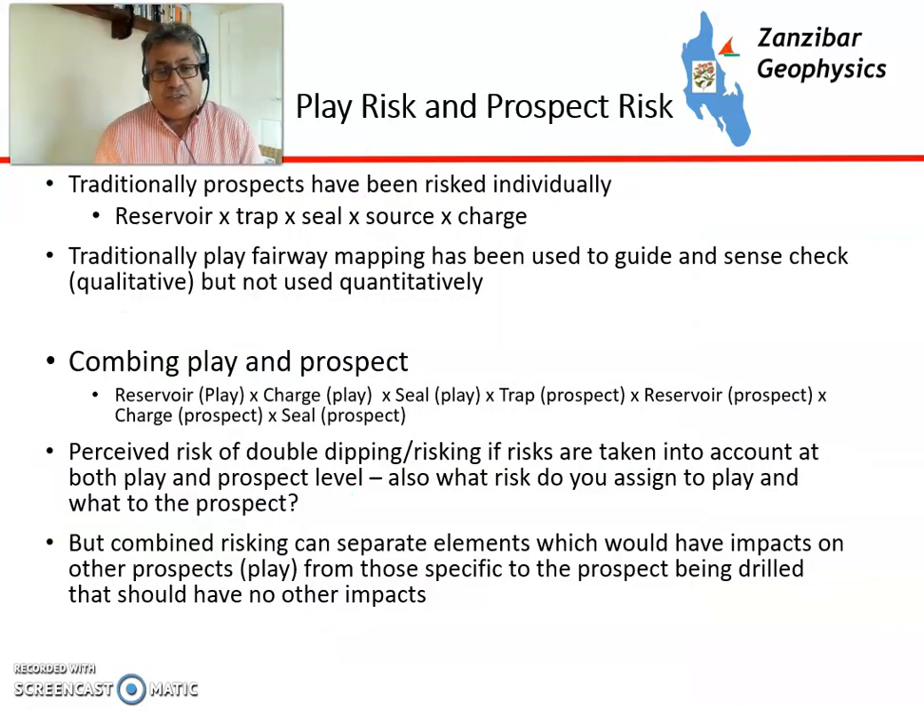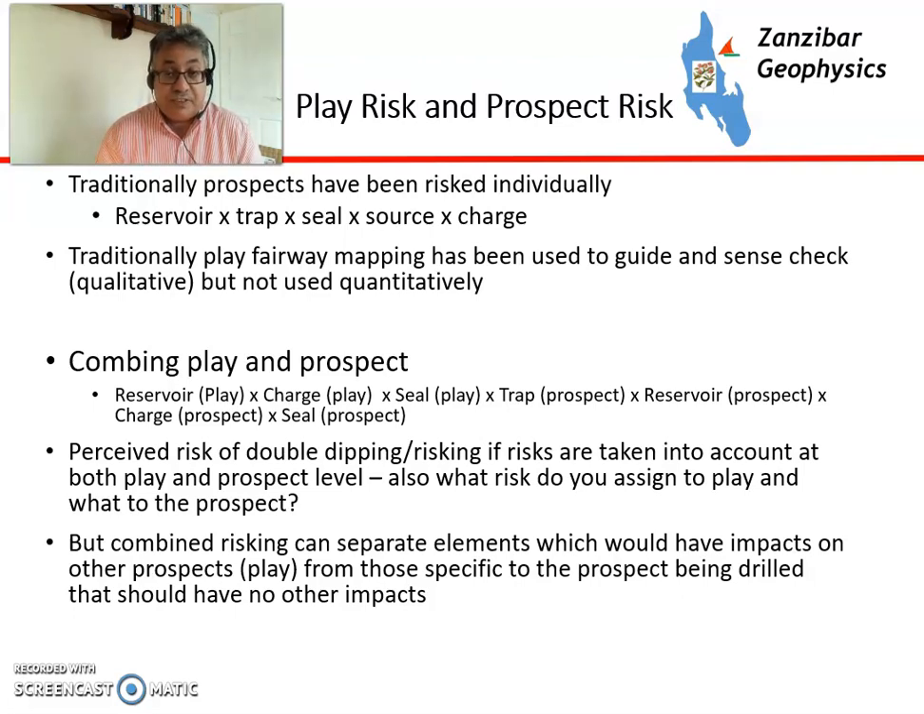So how do you make that into risk? How do you assign things? There are several ways of doing it. Traditionally, prospects are risked individually. So you have a reservoir risk, a trap risk, a seal risk, a source risk, and a charge risk, all put together. All of them have to work.